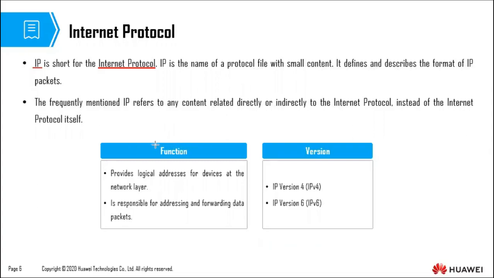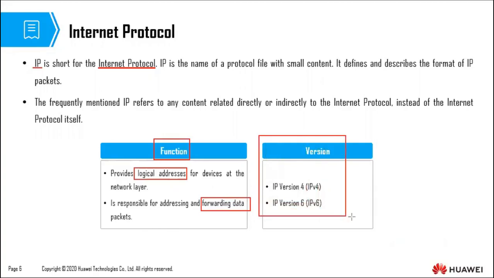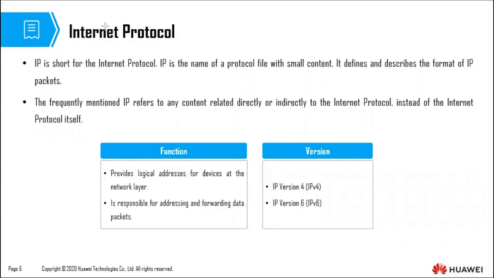Some of the functions of the Internet Protocol are, number 1, logical addressing for devices, and number 2, data forwarding of packets. We've already talked about the versions.